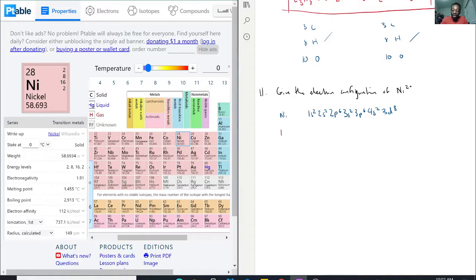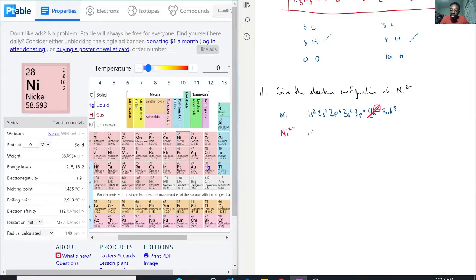Now for nickel 2 plus, what's happening here is that it actually wants to just shave off its outer shell. In this case, the outer shell is going to be the one with the highest coefficient. And so we can actually eye it and see that it's 4s2 because that's 4. And funny enough, it actually just has 2 convenient electrons right there. This is what we cancel out.